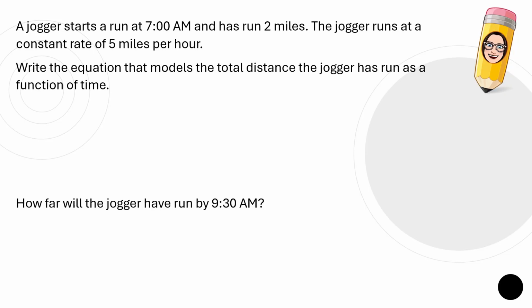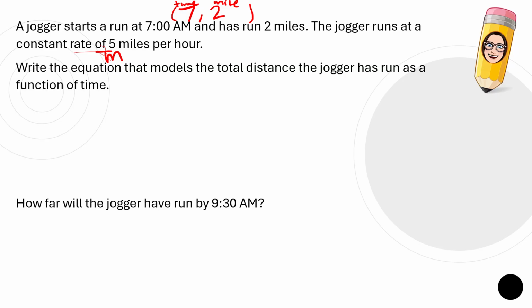All right, let's try another one. A jogger starts to run at 7 a.m. and has run 2 miles. The jogger runs at a constant rate of 5 miles per hour. Let's mark this up. A rate means that 5 is my m. Up here, it sounds like I have a point in time at 7 a.m., 2 miles. Time, miles. Write an equation that models the total distance the jogger has run as a function of time.